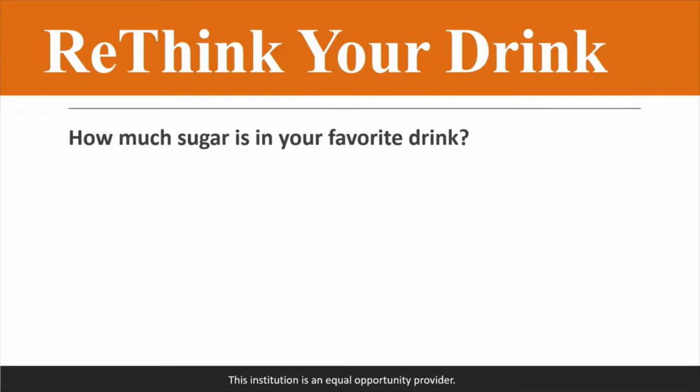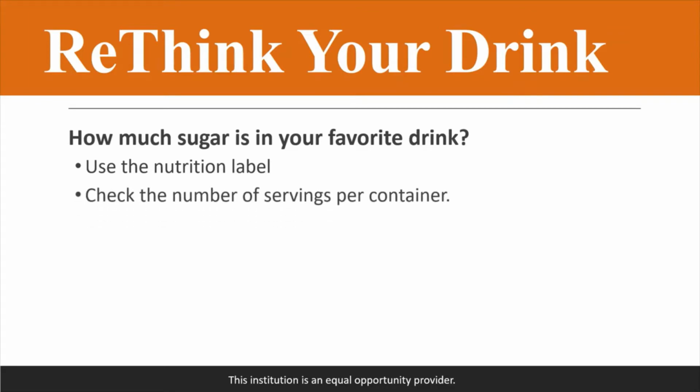How do you find how much sugar is in your favorite drink? The best way to tell is to use the nutrition label, which tells you exactly how much sugar is in it. It's very important to check how many servings are in your container. It might say there's 10 grams of sugar in your drink, but if there are several servings, you're actually consuming more sugar than you might think.